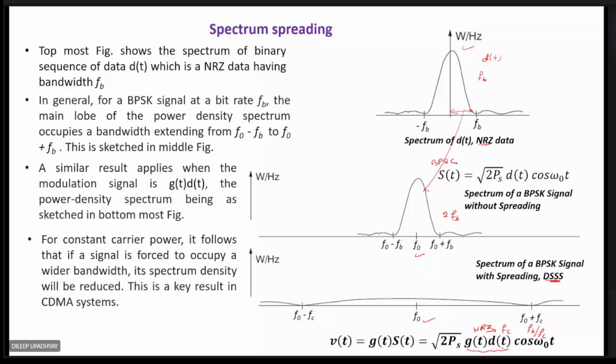In this case, since this one has the chip rate of fc, this point will be fc, and this point will be minus fc. Hence, this point will be f0 plus fc, and this point will be f0 minus fc. If we talk about the bandwidth of these signals, it will be twice fc. And since we know that fc is much greater than twice fb, the spectrum is spread. That's how we are getting the spreading in the spectrum.